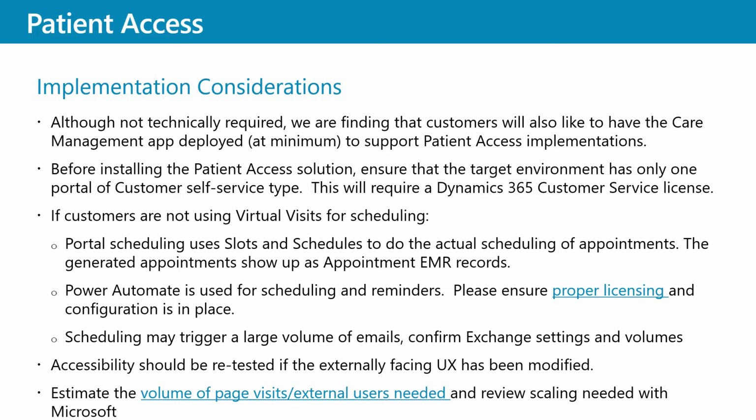Power Automate is used for scheduling and reminders. Please ensure proper licensing and configuration is in place for Power Automate. Scheduling may trigger a large volume of emails. Confirm exchange settings and volumes. Accessibility should be retested if the externally facing UX has been modified. Properly estimate the volume of page visits external users needed and review scaling needed with Microsoft.